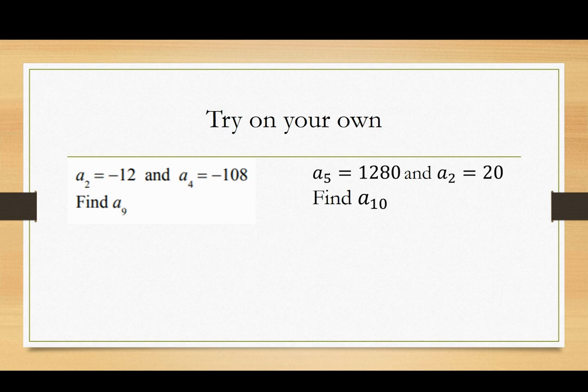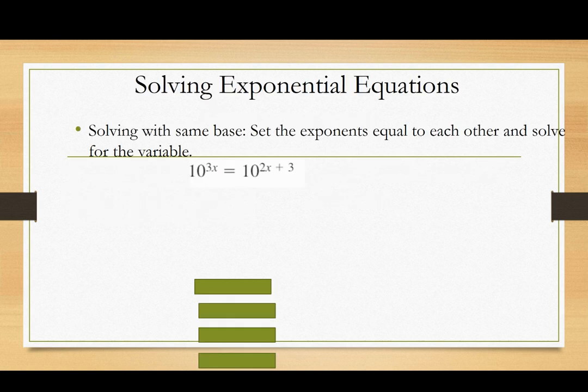Now we're going to try and put everything together, and we're going to solve some exponential equations. So we went through all these different processes, but we haven't solved fully yet. So let's say we have the same bases. Whenever we get to the same bases, we could just take the exponents and set them equal to each other. So 3x equals 2x plus 3. Solve for x, and we get x equals 3. So that's all you would have to do if I gave you the like bases.